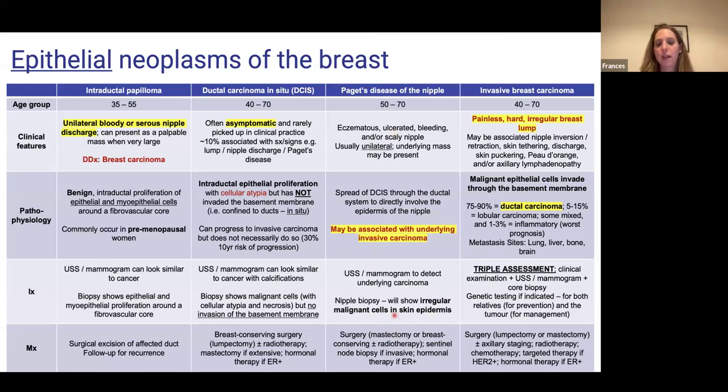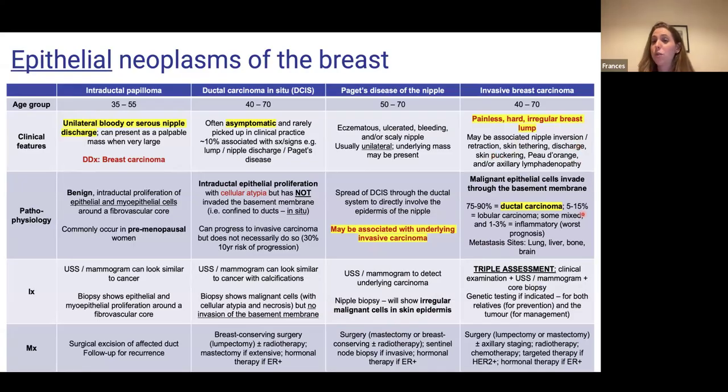And you're going to see these irregular malignant cells in the epidermis. Obviously, you're going to need to excise that lesion. Then you have invasive breast cancer. In this case, you're having this painless, hard, irregular breast lump, which can be associated with skin changes. So nipple inversion, retraction, skin tethering, discharge, skin puckering.